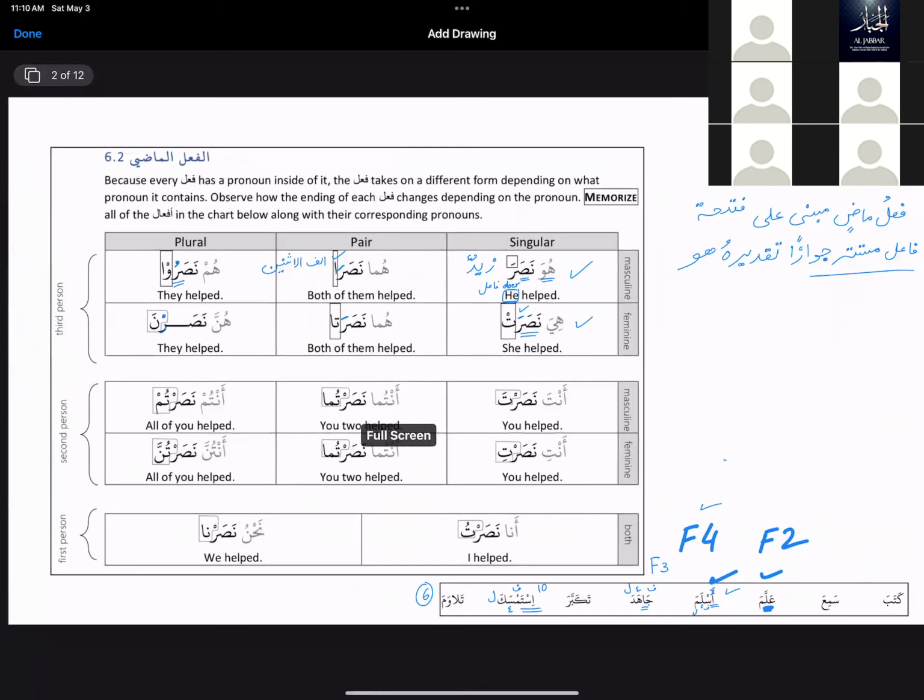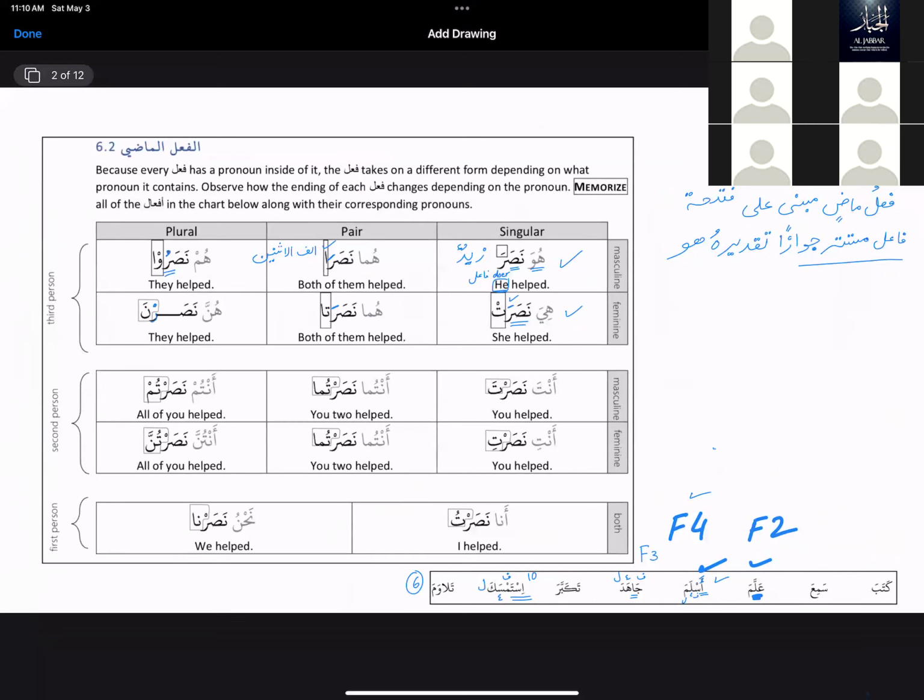Now we come to the fa'il. For Hua and Hiya, we say fa'il mustatir, and again jawazan, we can use the term jawazan. And the taqdir for Hua is Hua, or Hiya for Hiya. What about the ta, the last letter in Nasarat? It has got the ta, saakina.